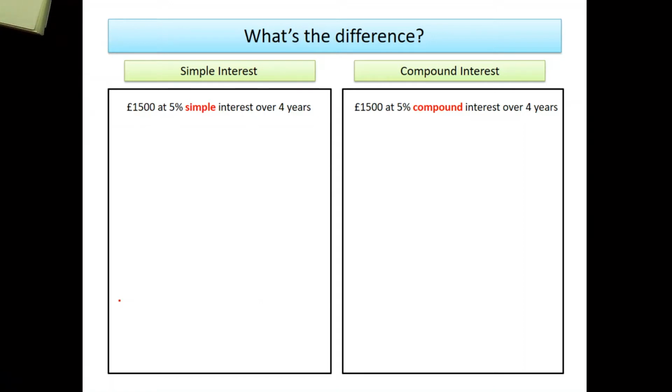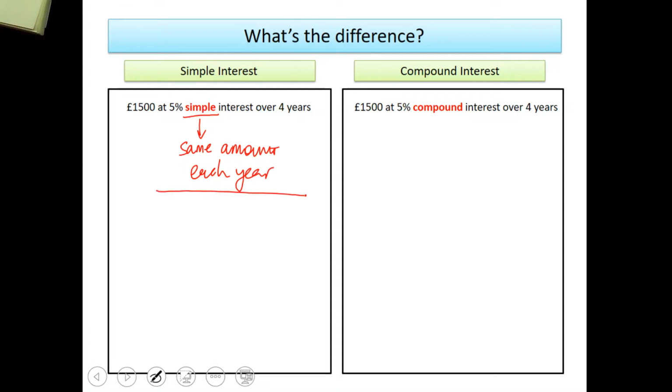Okay, now looking at this starting point, simple interest versus compound interest. Simple interest basically means you get the same amount every year. That's what that means. So, same amount each year. Now, no real life bank accounts or mortgage or any real life interest works like this. This is something that only really exists in the world of a maths exam, and it is a basic question.